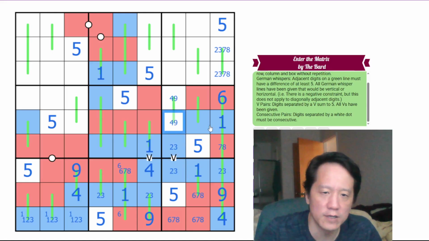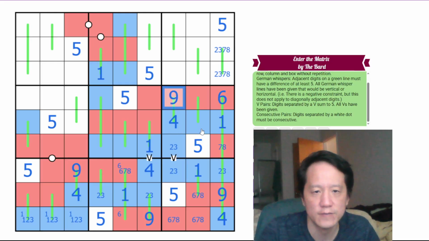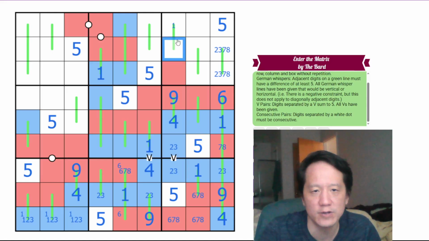If this were 9, it would be next to 2 lows without a German whisper line next to it. So this can't be 9. So this is 4, which makes that low. Therefore, this is a high, and this is 9. This must contain a low, and one of these must be 1. The remaining digit here is a high because we have already 4 lows accounted for. Since this is high and there's no German whisper line connected to it, this cannot be a 1.